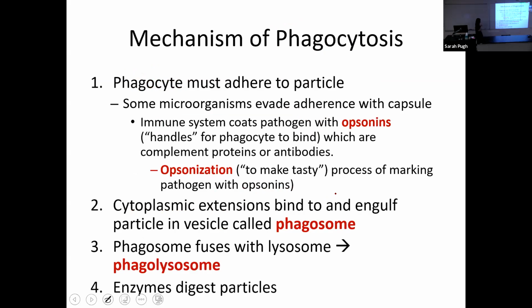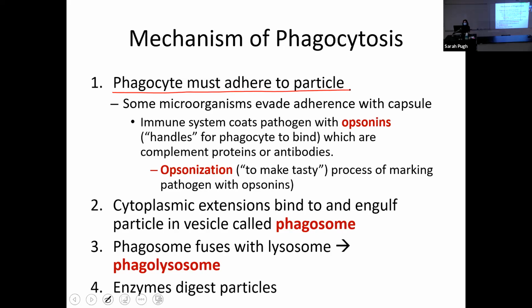Now I want to walk you through a little bit on how phagocytosis works. How do cells phagocytize or gobble up something that doesn't belong? So the cell, the phagocytic cell, first has to adhere to the particle. Now, there are some foreign organisms that are able to evade adherence, and they do this with a capsule. It's almost like an invisibility cloak. They can hold it over themselves, they cover themselves in this capsule, and your phagocytic cells don't see them as foreign, okay?